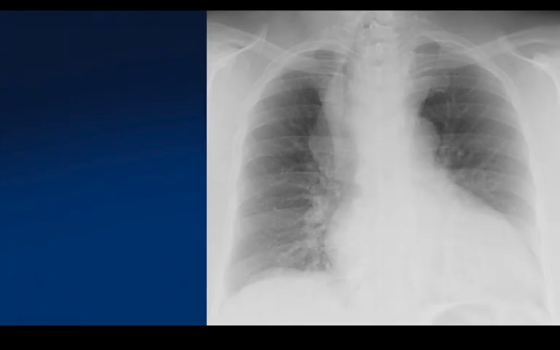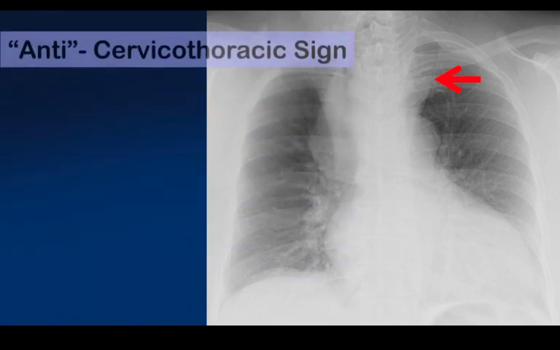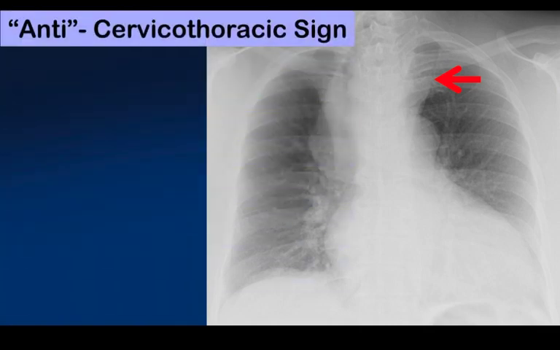Now in this case, we also have a mass in the upper mediastinum, but notice that as the mass approaches the clavicles, the margins begin to fade. This has been termed by one of my colleagues an anti-cervicothoracic sign.